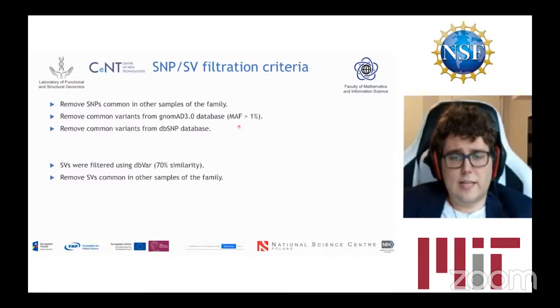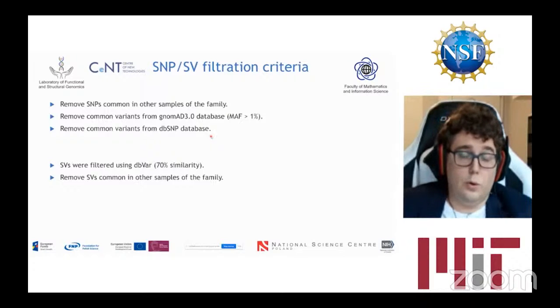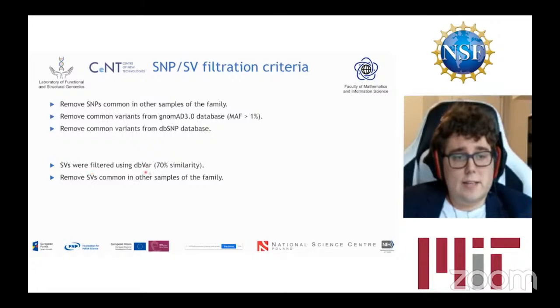We filtered out the SNPs that had a minimal allele frequency above 1%, and we also removed common variants from the dbSNP database. However, we also use ClinVar for getting the pathogenic variants, and we simply kept them in the study because, if there is anything pathogenic, then we would want to know that, because that's the whole point of the analysis. In case of SVs, we use TBVAR, and they had to be 70% similar, and we remove the SVs like in the SNPs, those common in the other samples of the family.